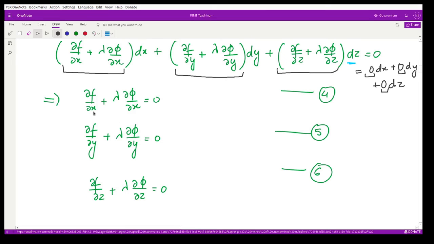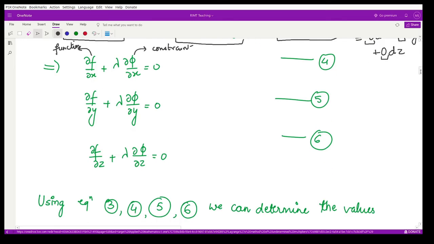So you have del f by del x plus lambda del phi by del x is equal to 0. This phi was the function for the constraint, and this f was the given function, the given function whose maxima or minima was to be determined. So let's call all these equation numbers 4, 5 and 6.